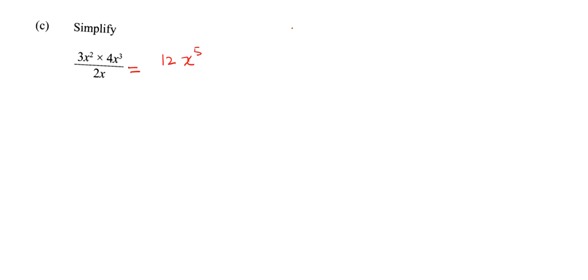How did I do that? From your indices rules, if we have a to the power m multiplied by a to the power n, we end up with m plus n. So therefore, if we have x squared multiplied by x cubed, we end up with x to the 2 plus 3, which is equal to x to the 5th. Alright, so that's how I got 12x to the 5th over 2x.